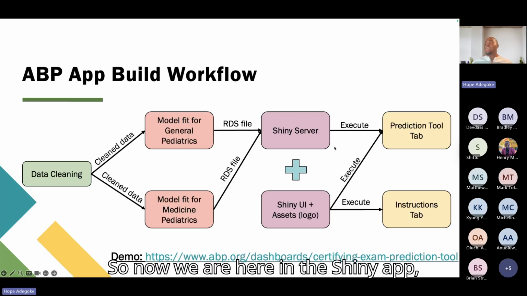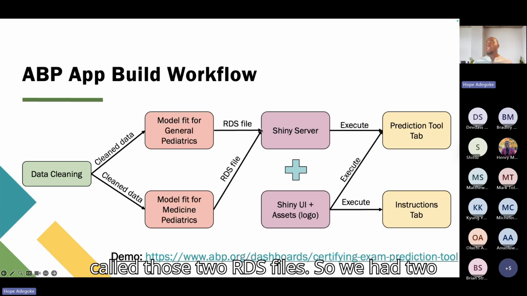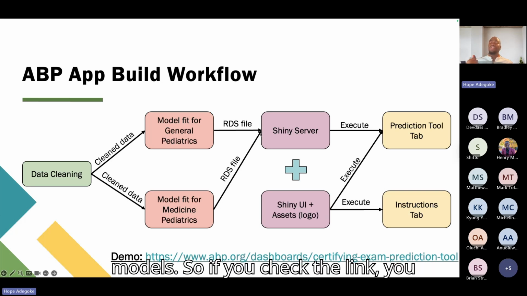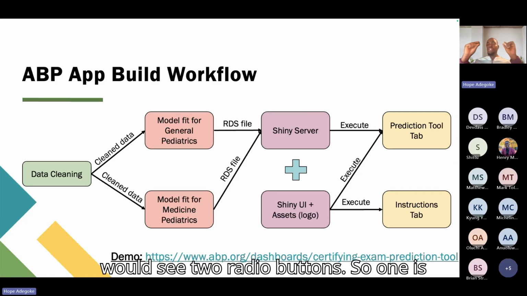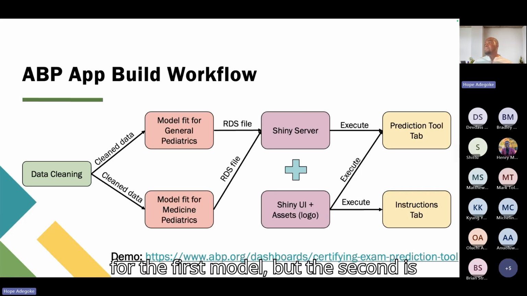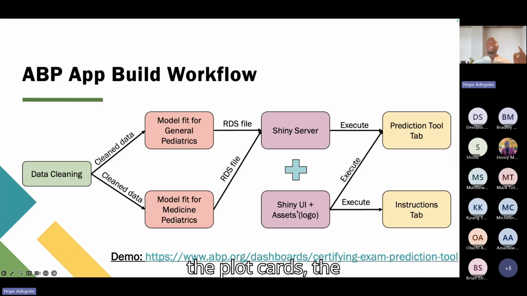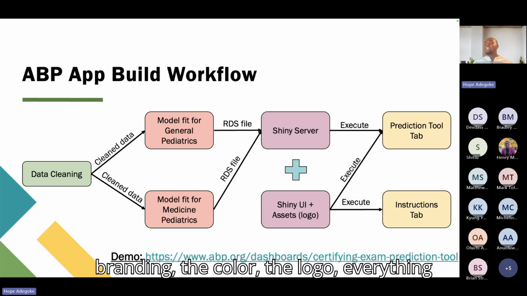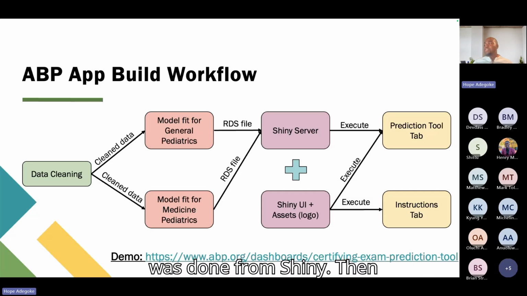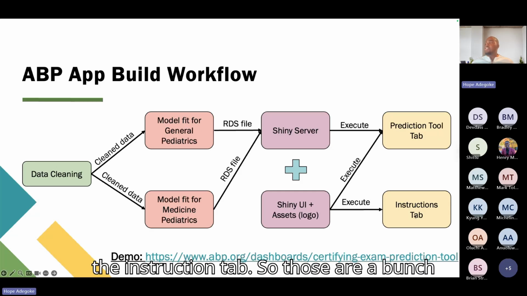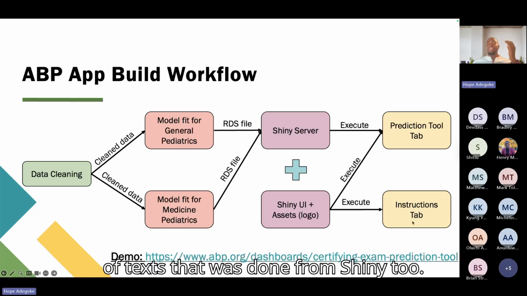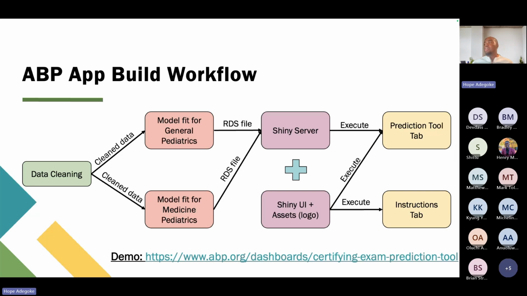So now we are here in the Shiny app, right? In the server, we called those two RDS files. So we had two models. If you check the link, you would see two radio buttons. One is for the first model, the second is for this. Then we have the Shiny UI, which designed everything in the app, the plot cards, the branding, the color, the logo, everything was done from Shiny. Then the instruction tab. Those are a bunch of texts that was done from Shiny too.